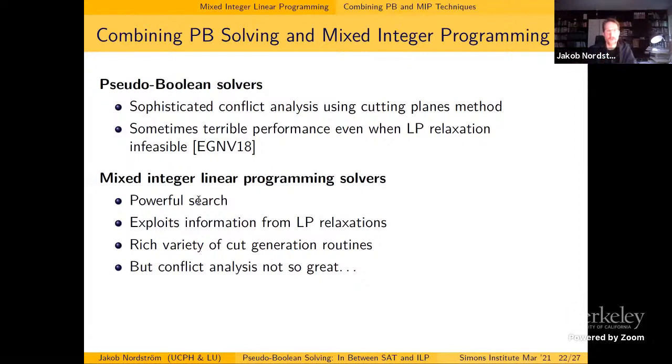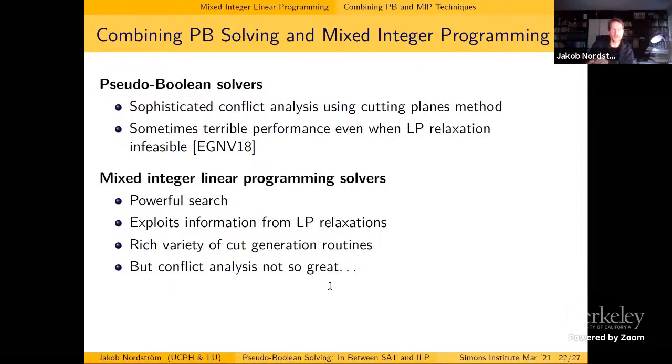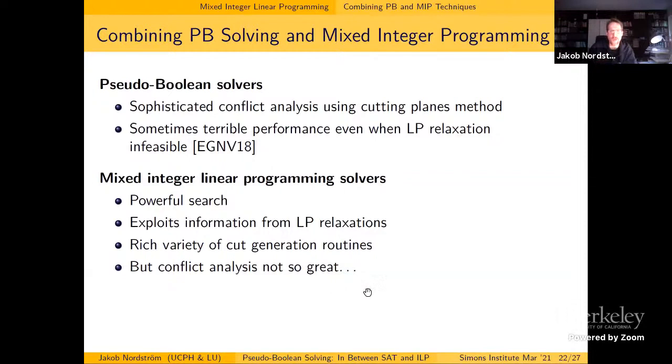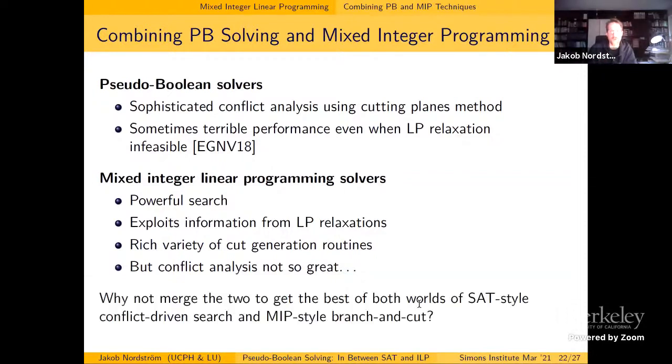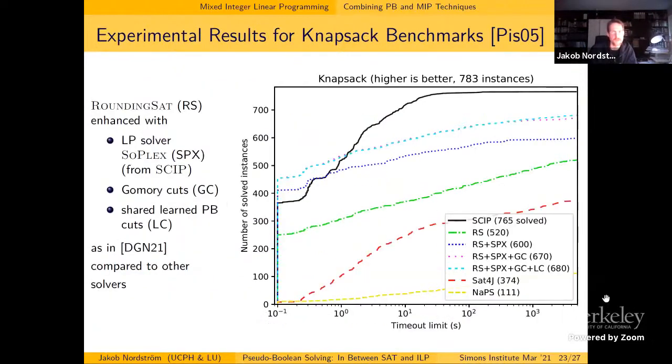Okay, so mixed integer linear programming solvers have powerful search. They use the LP relaxations. They have lots of different ways of adding constraints. But when they show infeasibility, they basically just backtrack. So this suggests: why don't we try to get the best of both worlds? We use the powerful search of MIP and then the sophisticated conflict analysis of pseudo-Boolean solvers. Okay, this sounds great. It's easier said than done, but we have done this.